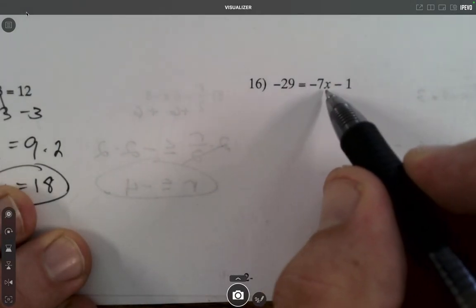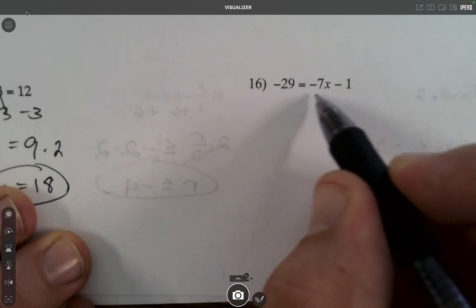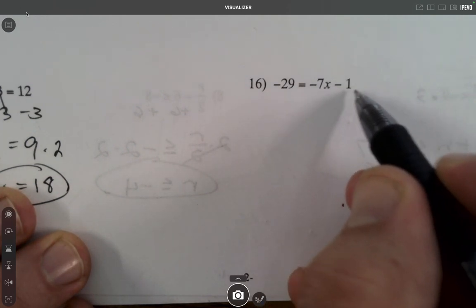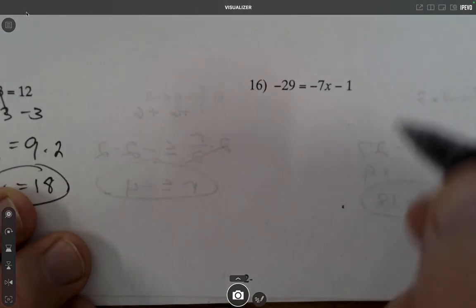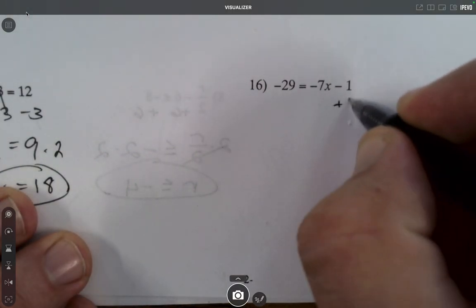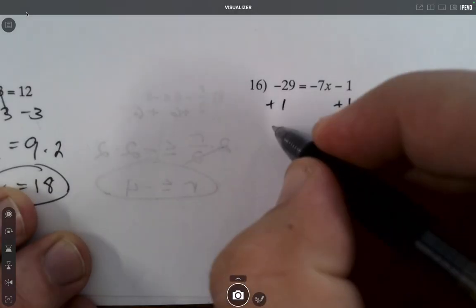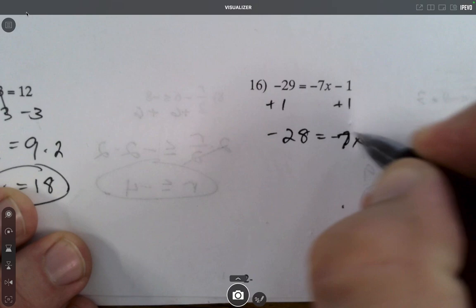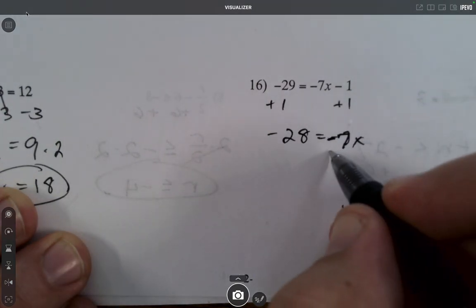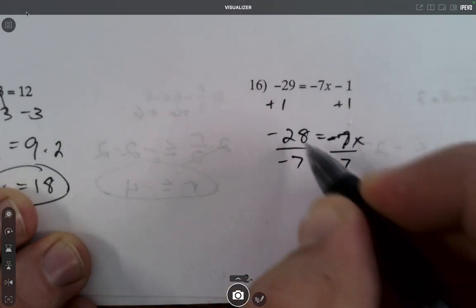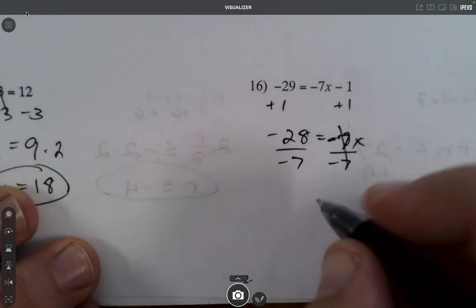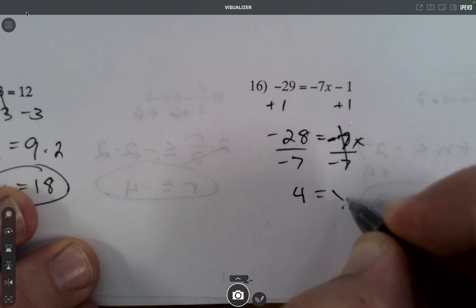Here, the negative 7 and the x are tight. They're really just part of the same term. They're literally right next to each other. Nothing's separating them like this 1 is being separated by the minus sign. So we want to take care of the 1 first and add 1 to both sides. This is negative 28 equals negative 7x. Then we divide both sides by negative 7 because that's the opposite of multiplying both sides by negative 7. And negative 28 divided by negative 7 is positive 4.